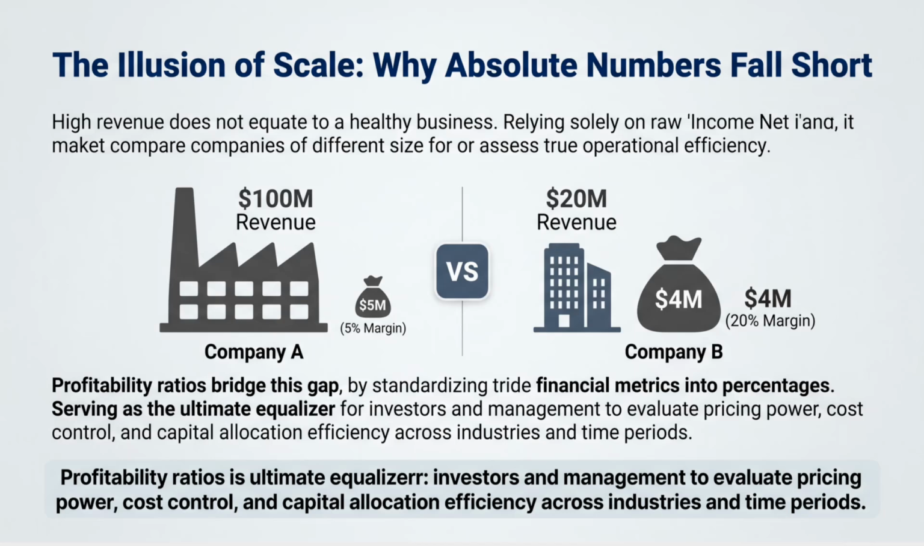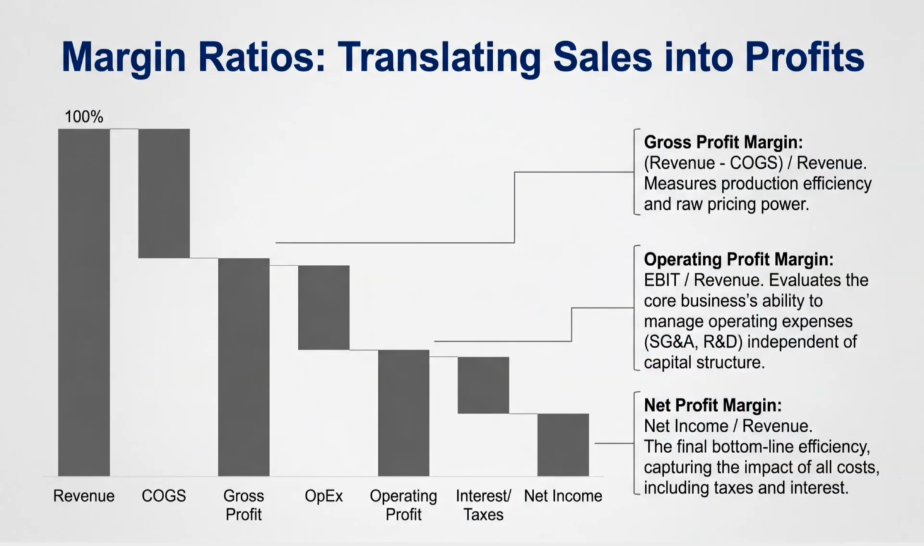And this reminds us that profitability ratios standardize results so investors can judge pricing power, cost control, and capital efficiency across firms and time. The chart here walks us from top-line revenue down to net income, highlighting gross, operating, and net profit margins along the way.